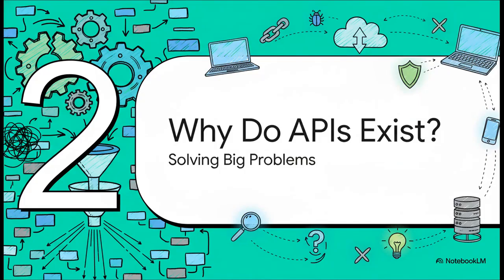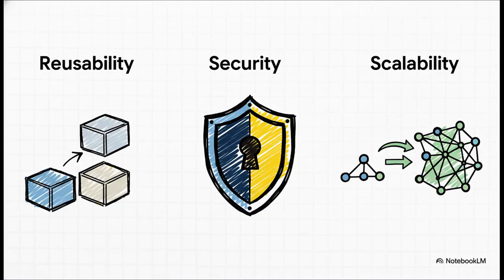So that brings us to the next logical question. Why do we even need these things? Well, APIs exist to solve some really big problems in the world of software. They're absolutely essential because they tackle three huge challenges. First up, reusability. Why would a developer build a super complex map feature from scratch when they can just plug into the Google Maps API? It saves a ton of work.